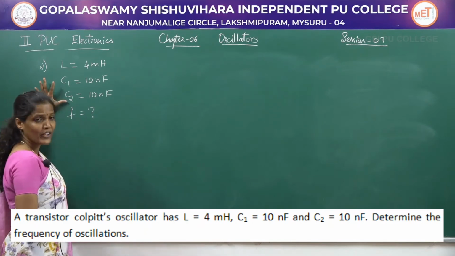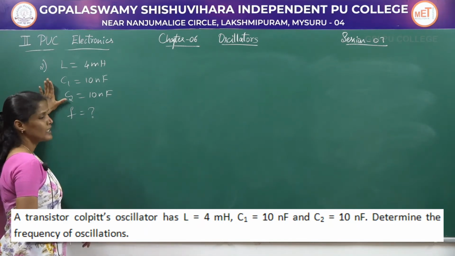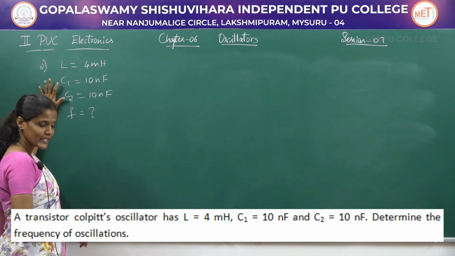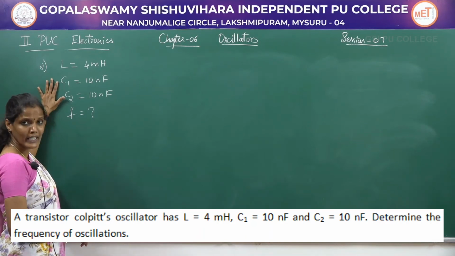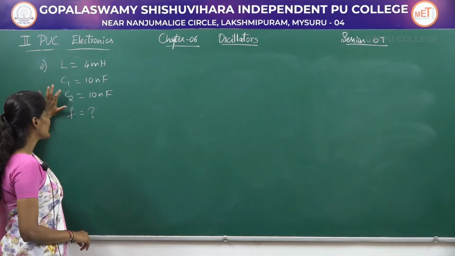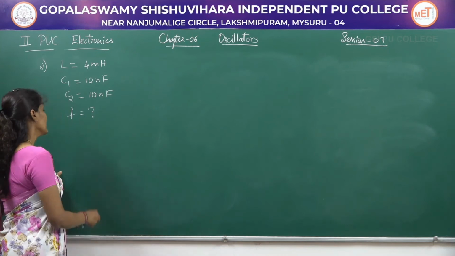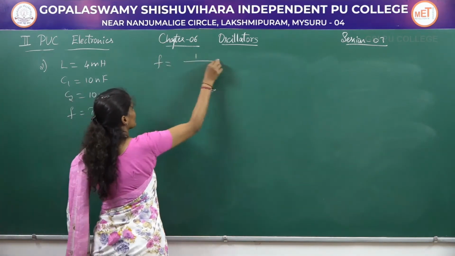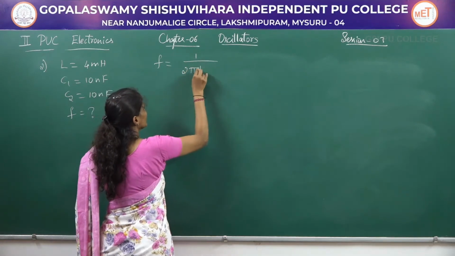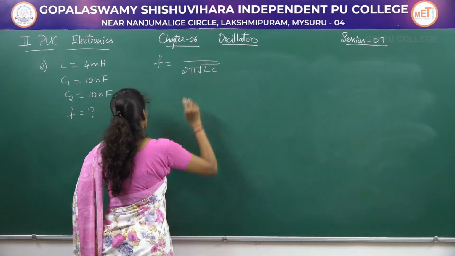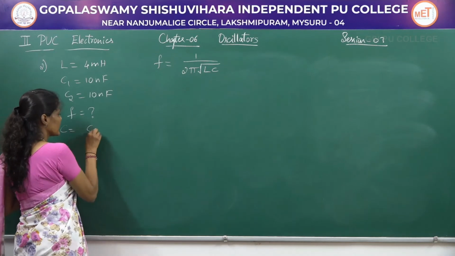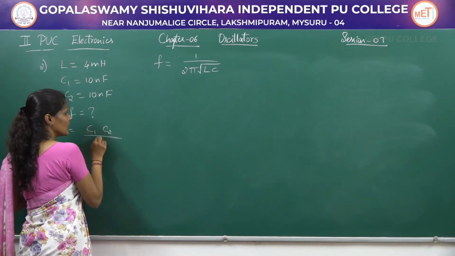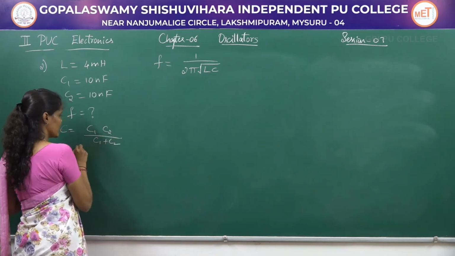So here is a transistor Colpitts oscillator, so it will have two capacitors and only one inductor. C1 is 10 nanofarad, C2 is also equal to 10 nanofarad. You have to calculate the frequency. In order to calculate the frequency, f is equal to 1 divided by 2 pi root LC, where C is equal to C1 into C2 divided by C1 plus C2.